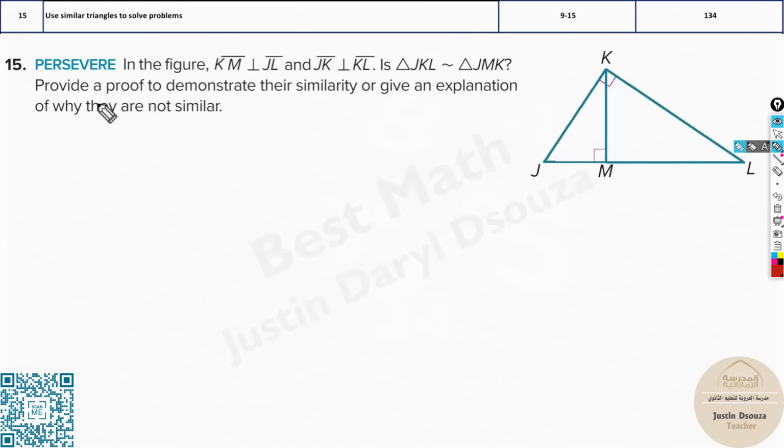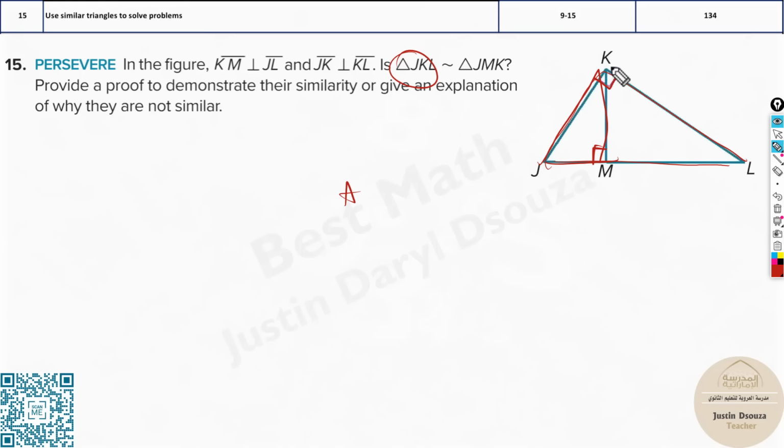Even over here you can easily tell this one. Now what they want is to find JKL, the whole thing, and JMK. See, this much and the whole triangle. Let's look into the whole triangle. This is 90 degrees. What about the smaller one? This is 90 degrees. So one angle is done. A is done. What about the other angle?